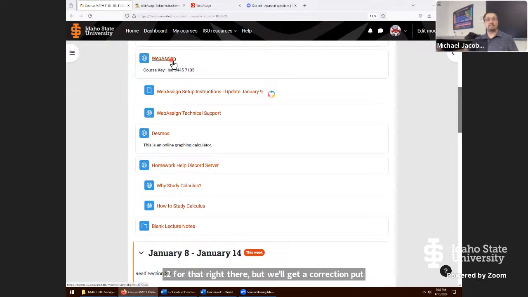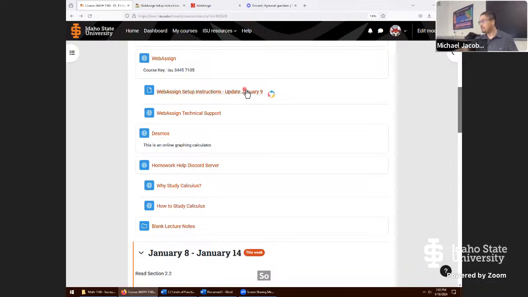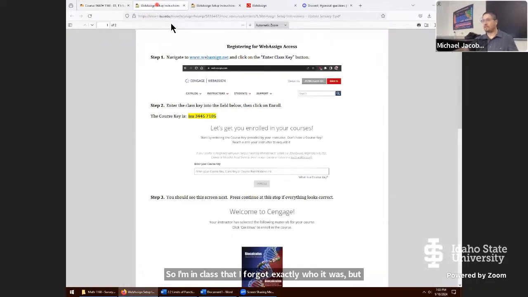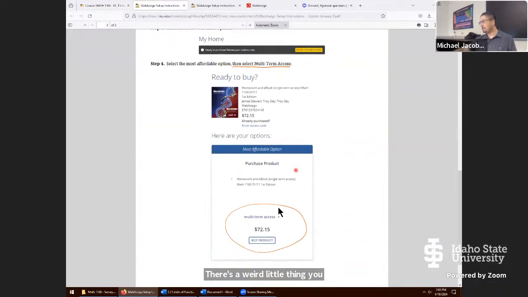After that is our WebAssign. This is where our homework is going to be administered. And I updated this document right here. Someone in class, I forgot exactly who it was, but thanks goes out to that person. There's a weird little thing you can toggle. When you go down to this step, registering, you can select multi-term access. It drops the price down to $72.15, and you're not actually losing any content.